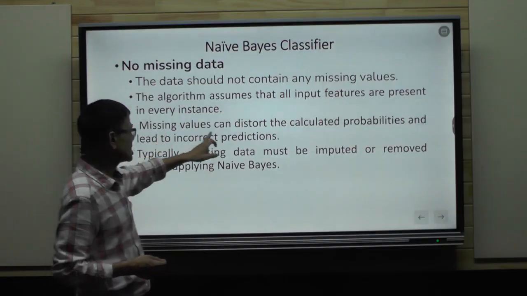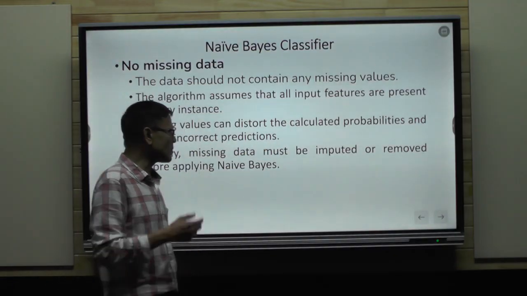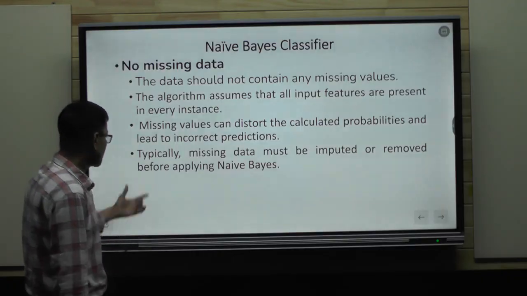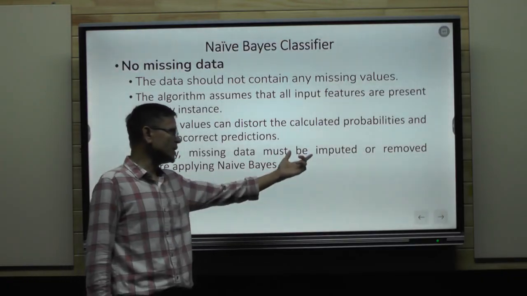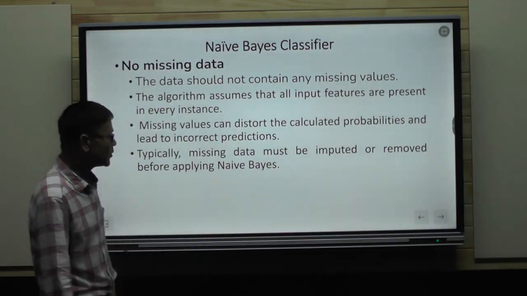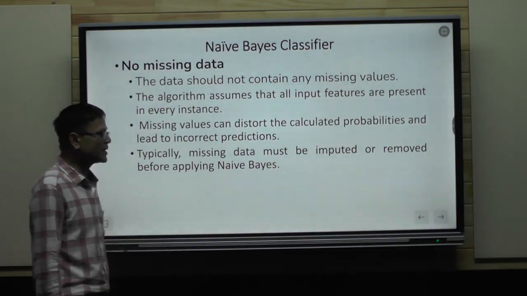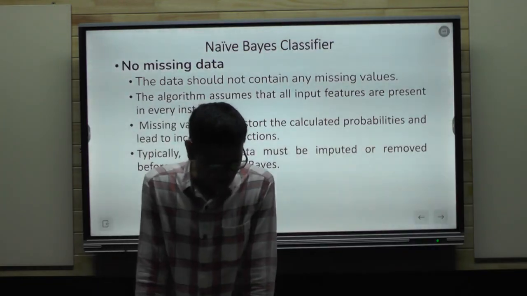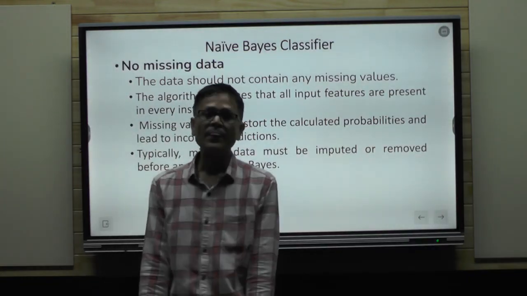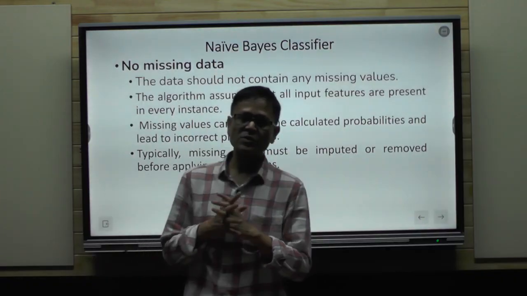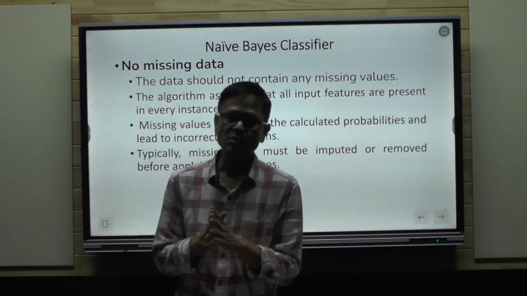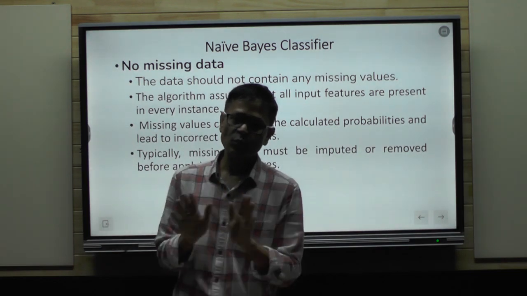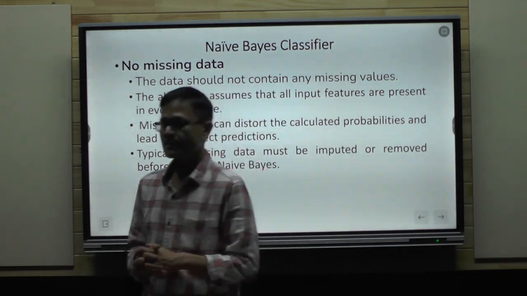Missing values can distort the probability calculations and lead to incorrect predictions. Typically, missing data must be imputed or removed before applying naive Bayes. That is, if you are using naive Bayes over a certain data set, then you have to remove the missing values or substitute them in the pre-processing phase only. Okay?